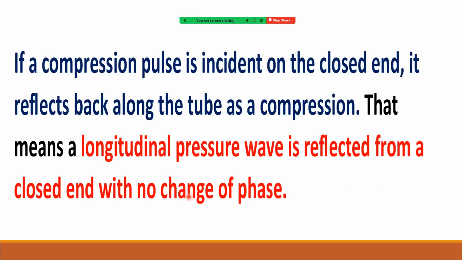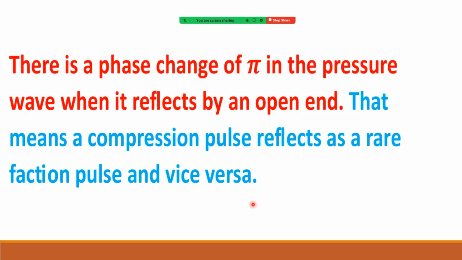Okay, right. Then see the next point which we have discussed. If a compression pulse is incident on the closed end, which is a pressure antinode, it reflects back along the tube as a compression. So compression comes back as compression. That means a longitudinal pressure wave is reflected from a closed end with no phase change. This is what we have discussed, right?